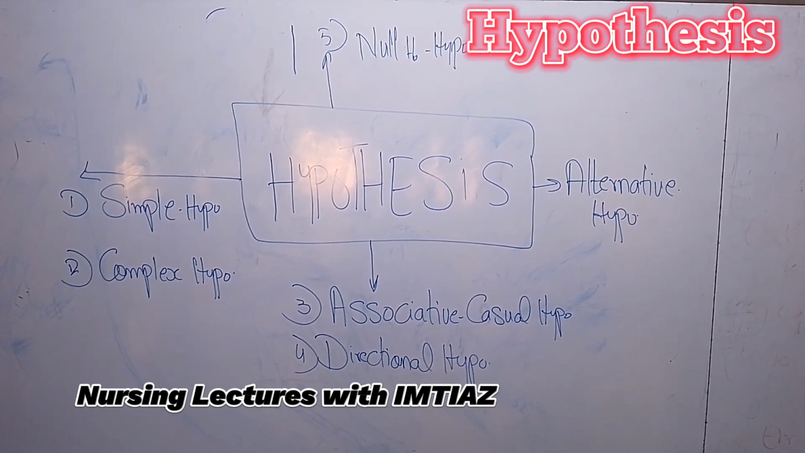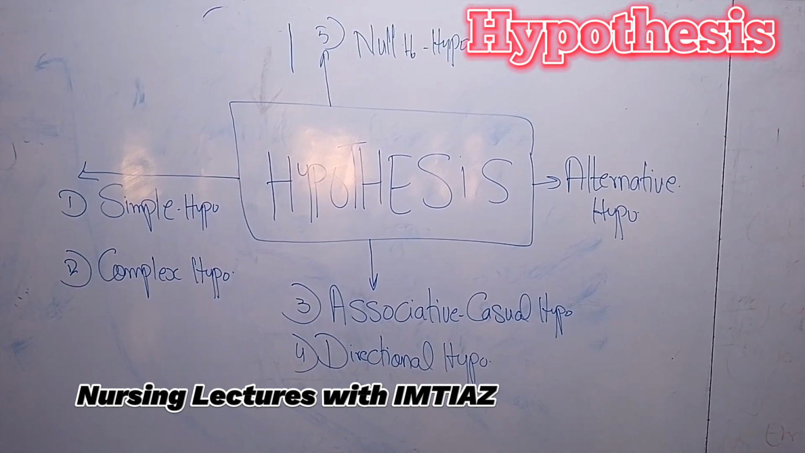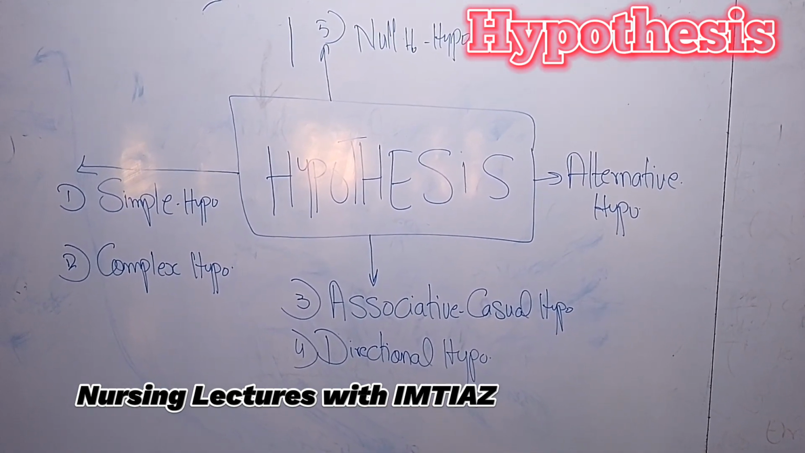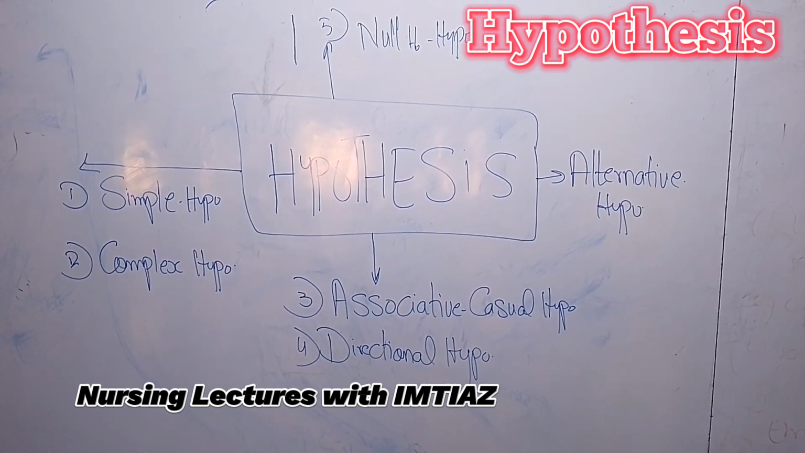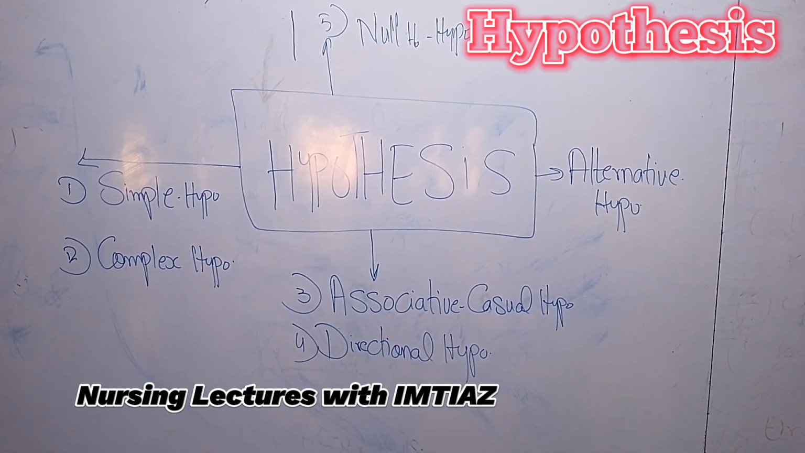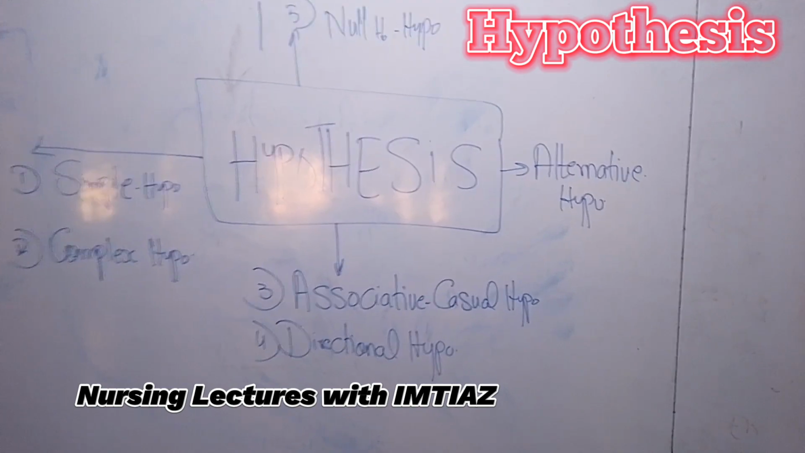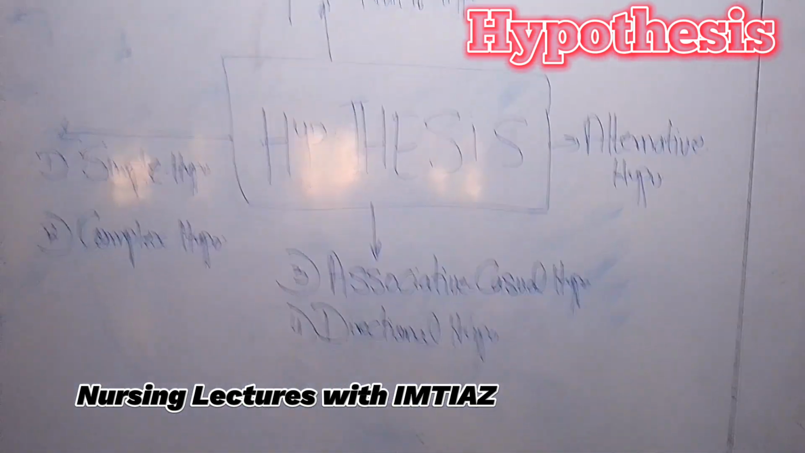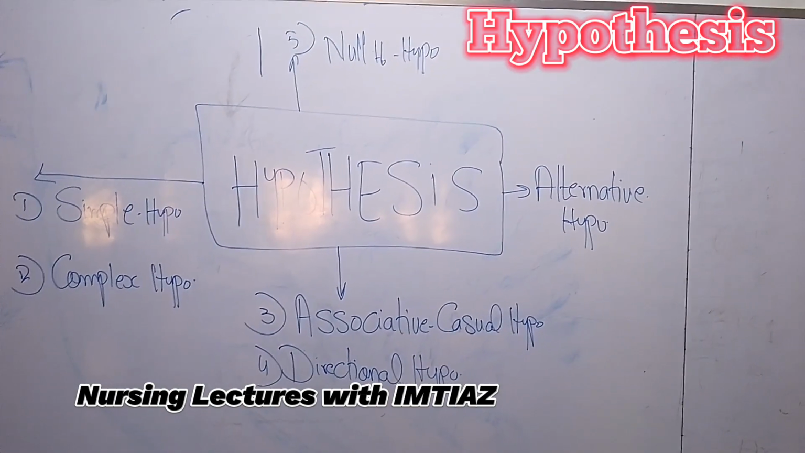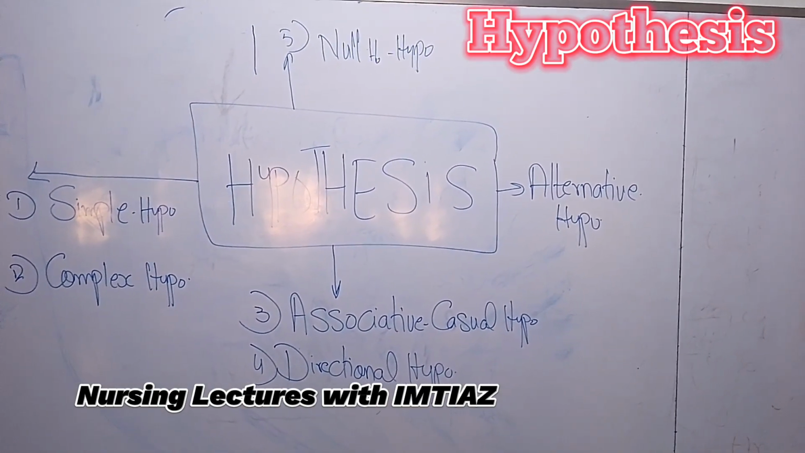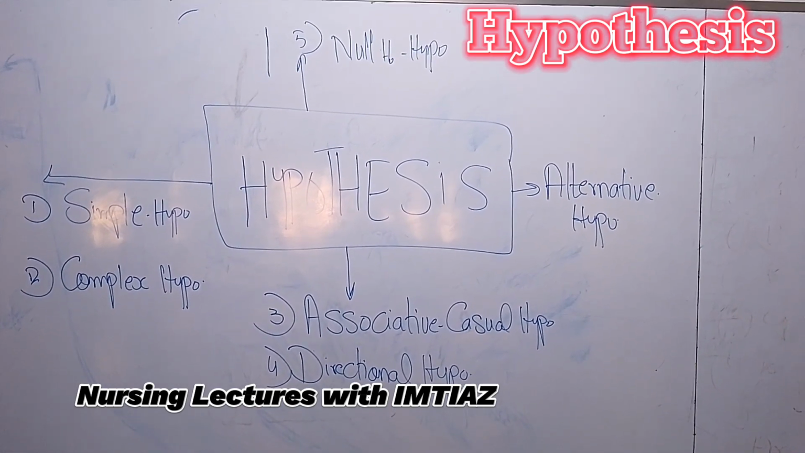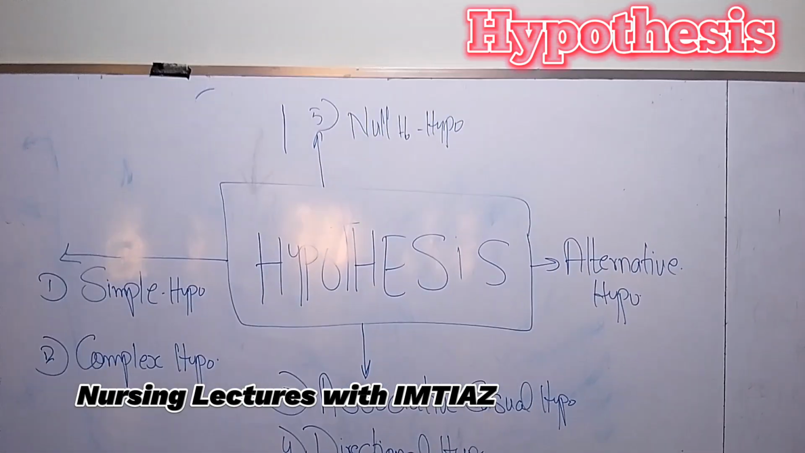Now, null hypothesis. Null hypothesis, which is expressed as H0, is also known as the statistical hypothesis, and is used for statistical testing and interpretation of statistical outcomes. It states the existence of no relationship between the independent and dependent variable. For example, there is no relationship between smoking and the incidence of coronary artery disease.